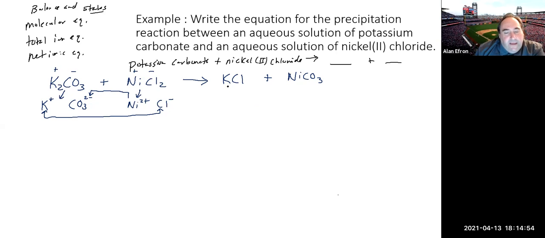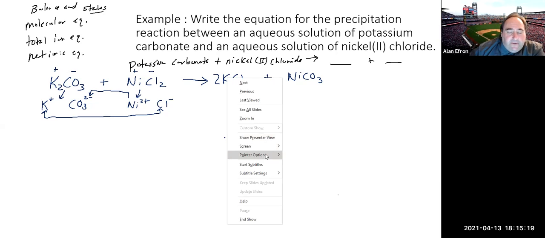Now, once we have the correct formulas on the right-hand side, we can go and balance it. And it looks like perhaps we just need a 2 in front of the KCl. That gives us 2 Ks on each side, 2 Cls on each side, a nickel and a carbonate. So we are now balanced. Any questions on that part of it?